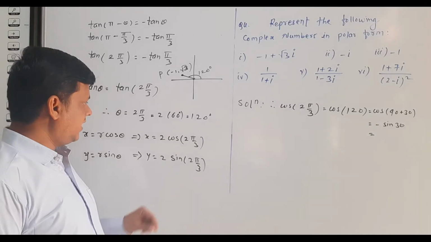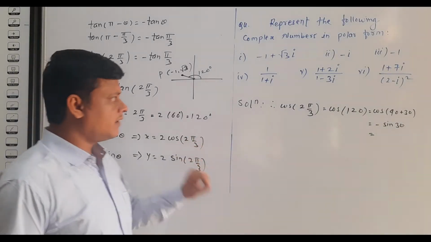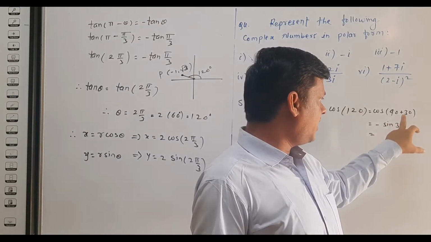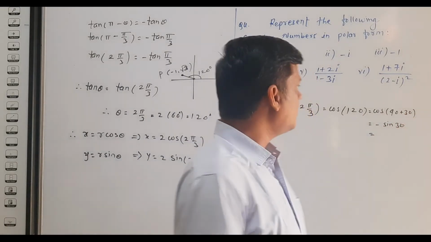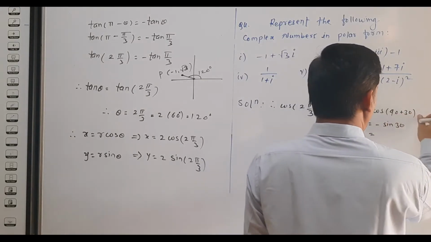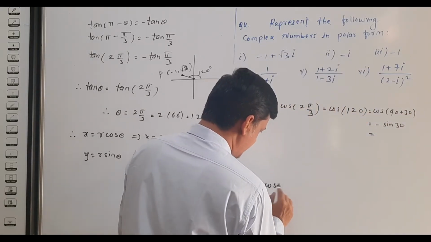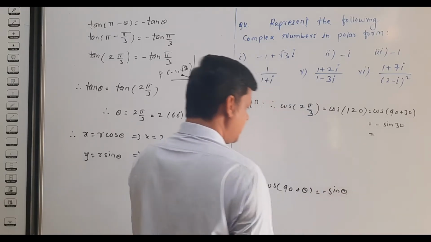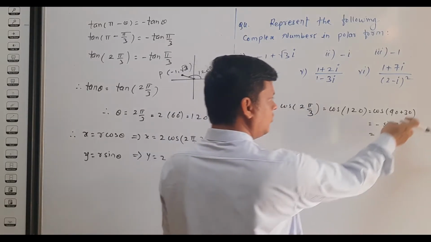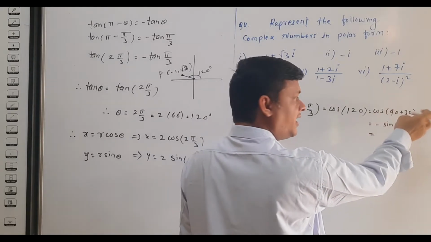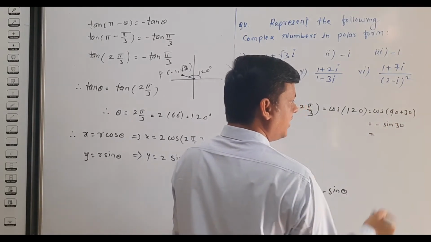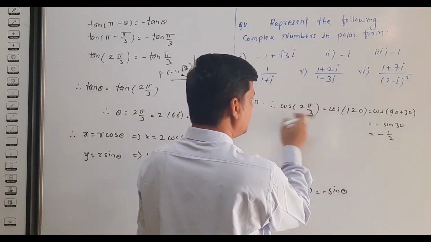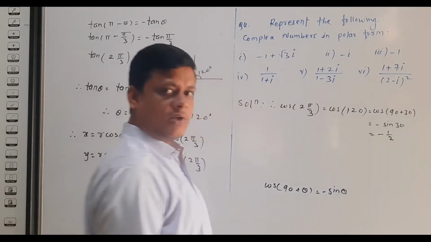First we find this cos 2 pi by 3, that is cos 120. So this 120 can be written as 90 plus 30. So we write this as cos (90 plus theta). We know the formula, cos (90 plus theta) is equals to minus sin theta. Here in place of theta we have the value 30. So we write cos (90 plus 30) as minus sin 30, and sin 30 is 1 by 2. So we get cos 2 pi by 3 as minus 1 by 2.